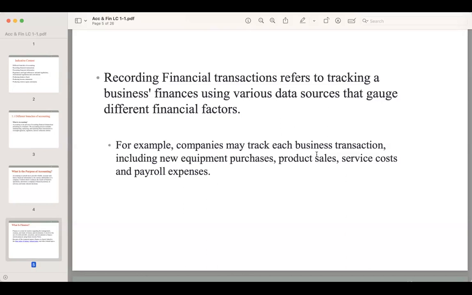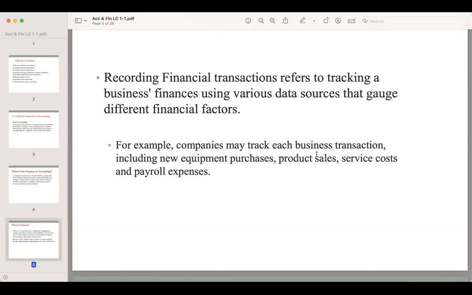For instance, let's say a company purchases new equipment for its operation. This transaction needs to be recorded, including the date of purchase, the cost of the equipment, and any associated expenses. By doing so, the company can accurately track its assets, monitor depreciation, and understand the impact on its overall financial position.